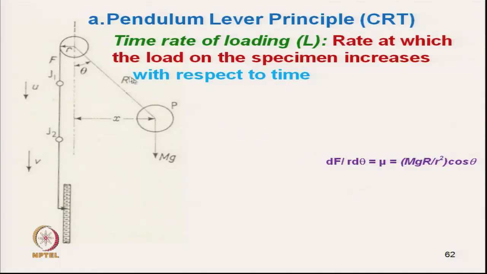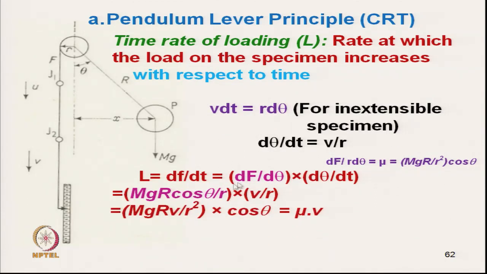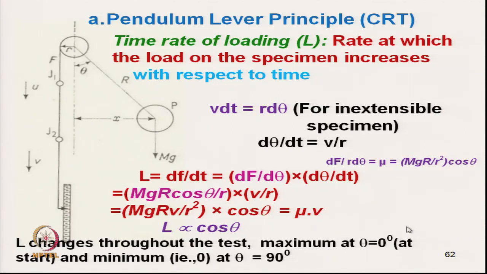Another term is called time rate of loading, that is the rate at which the load on the specimen increases. We have seen the derivation, and it is nothing but mu multiplied by v. So if we multiply the machine rate of loading with the velocity of the bottom jaw, then we reach the time rate of loading. Again it is proportional to cos θ, and maximum at 0 and minimum at 90-degree deflection.